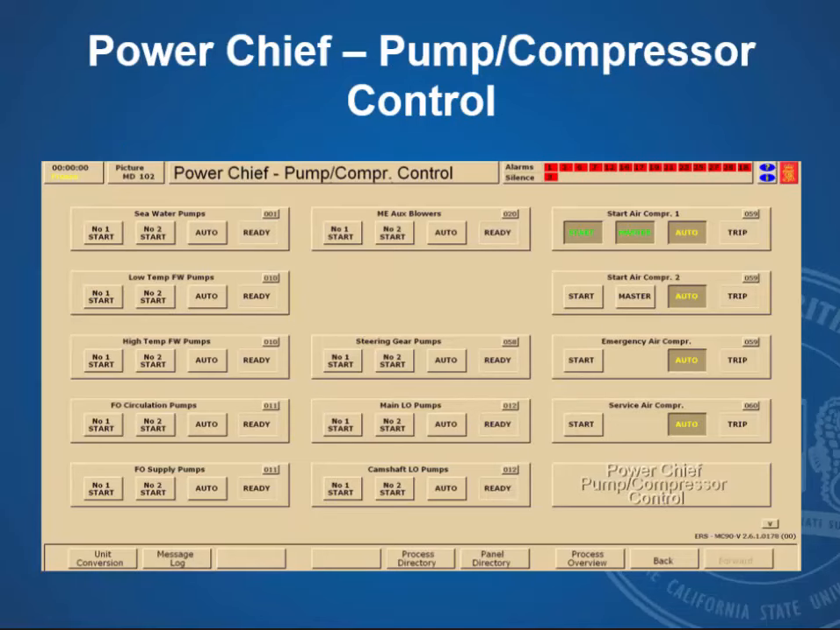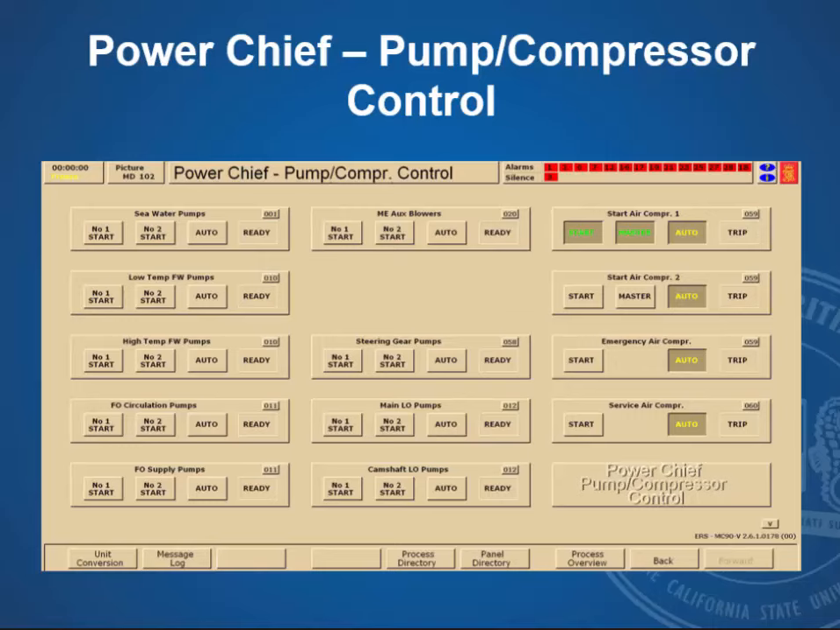A little bit on the automation. This Power Chief pump compressor control is controlling the standby status of the pump. You are also putting in the lead pump. And typically on most vessels, a common way of managing this is you would be running all number one pumps one month and number two pumps the next one, so that you are getting equal wear on the pumps as that ship is getting older. This automation will also automatically start up the standby pump in case of a casualty.